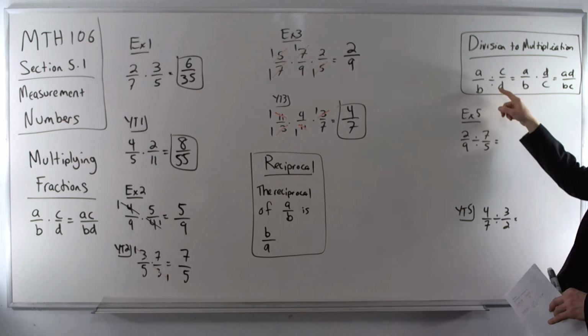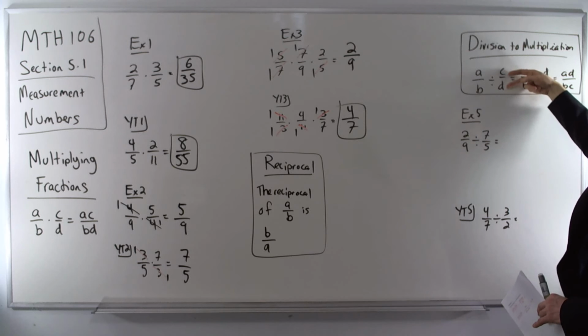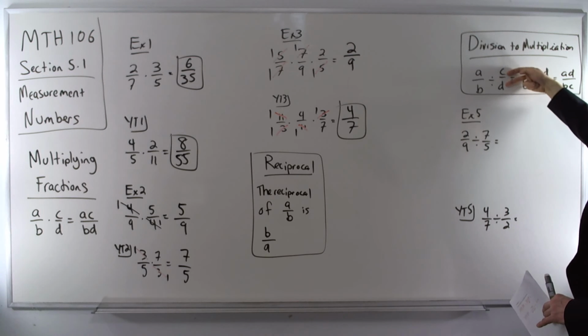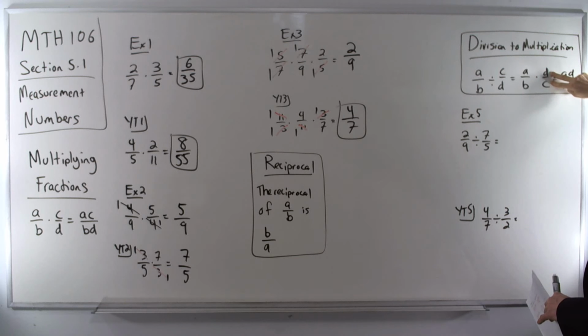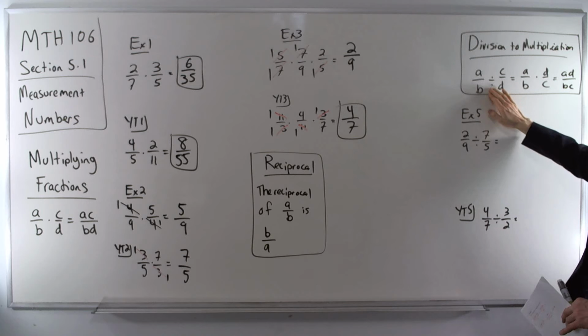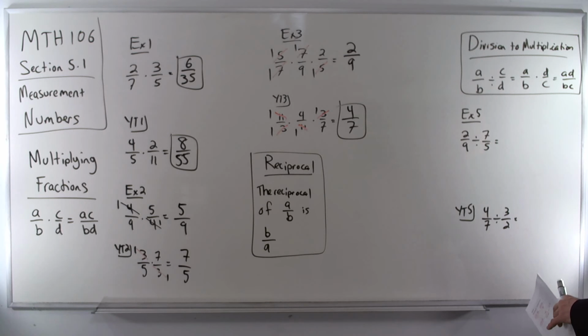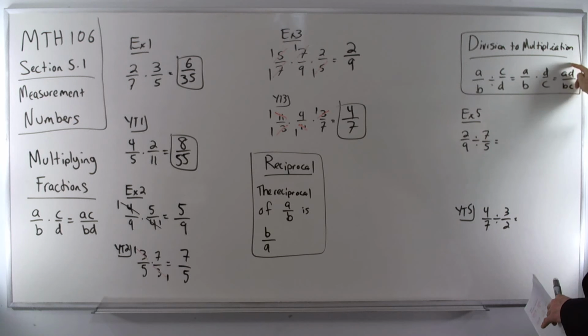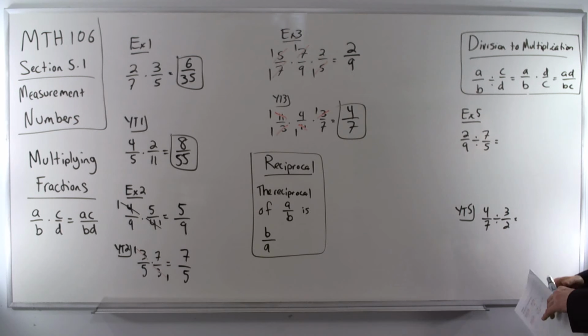So if I have A over B divided by C over D, we're going to convert that to multiplication. Division turns into multiplication, and the second fraction turns into its reciprocal. And that's how you convert division into multiplication. And then just multiply straight across, just like we did before. A times D gives us AD, B times C gives us BC.